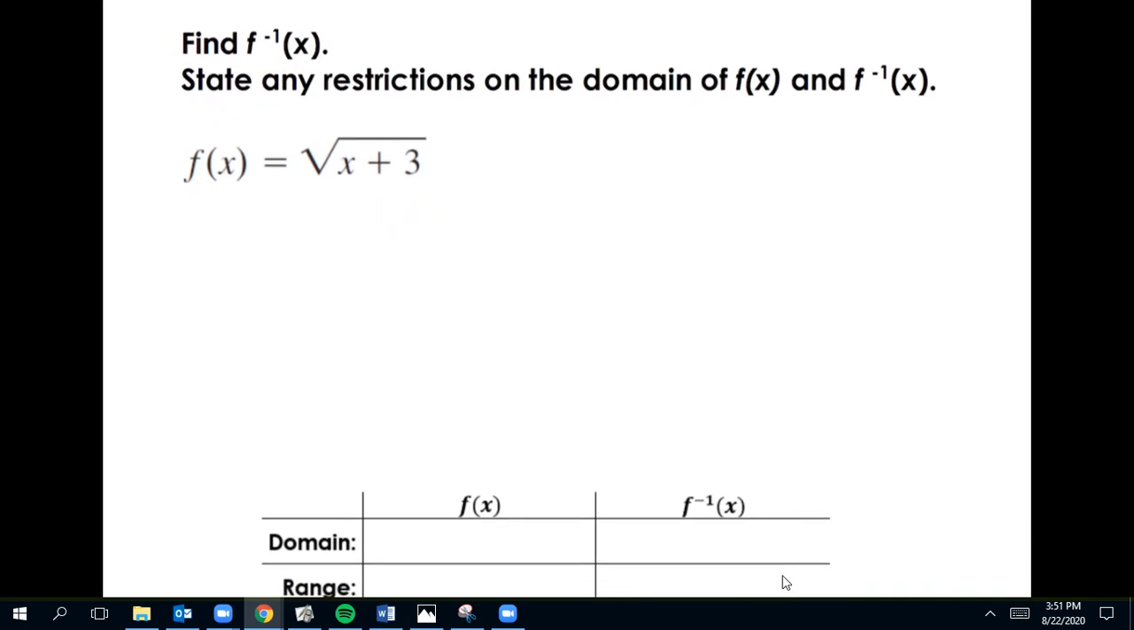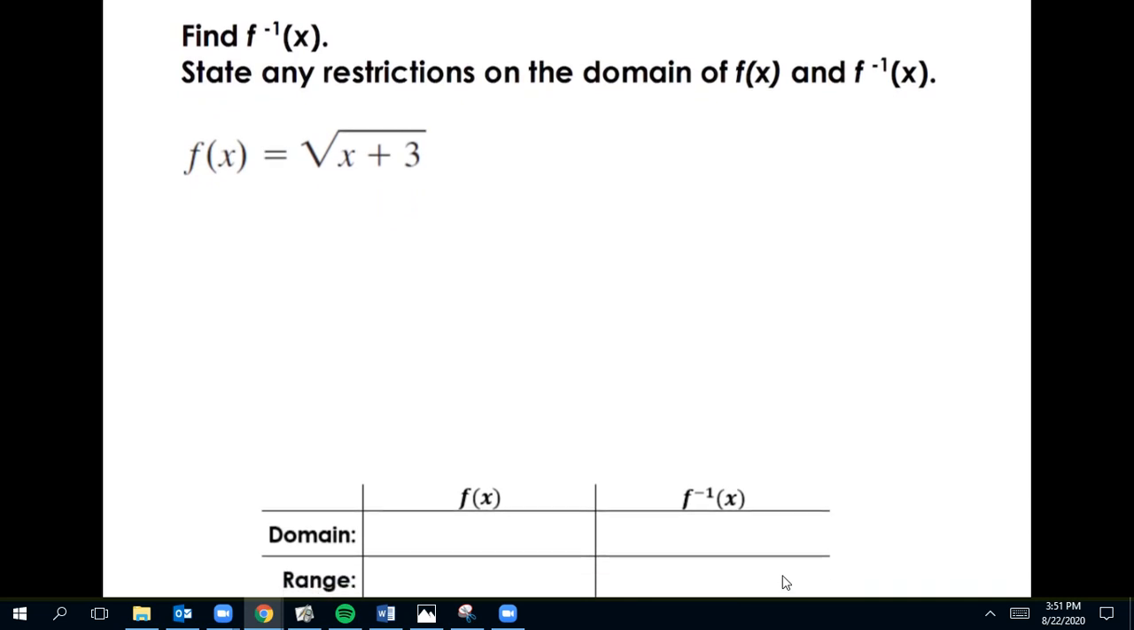Okay, now here we're going to look at a situation with a square root. And so let's start with the domain of the square root. We know the domain is going to be x has to be greater than or equal to -3. So -3 to infinity. I don't need to write it down. I can put it here.